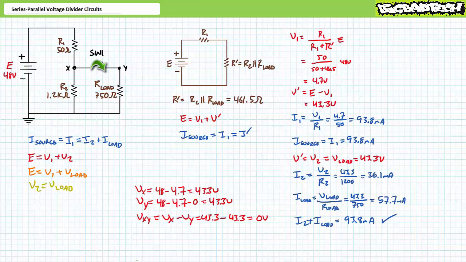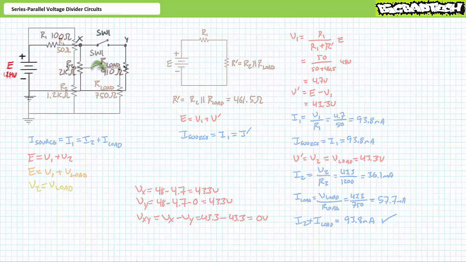Similarly, voltage at node Y with respect to ground is a 48 volt rise minus a 4.7 volt drop minus the 0 volt drop across the switch for a total of 43.3 volts. Voltage at X with respect to Y, where both are at 43.3 volts, demonstrates there is a 0 volt differential from X with respect to Y.